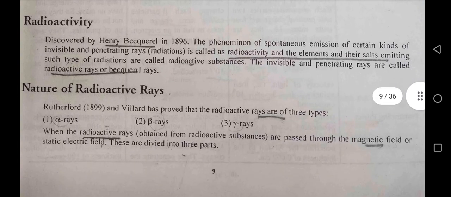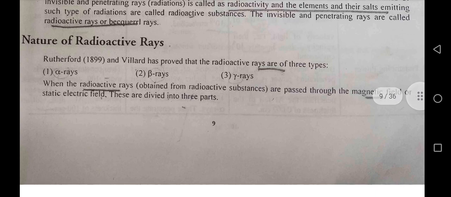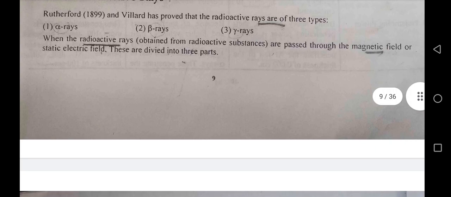Radioactivity, discovered by Henri Becquerel in 1896. The phenomenon of spontaneous emission of certain kinds of invisible and penetrating rays is called radioactivity, and the elements and their salts emitting such radiation are called radioactive substances. The invisible and penetrating rays are called radioactive rays or Becquerel rays. Nature of radioactive rays. Rutherford in 1899 and Villard proved that the radioactive rays are of three types: alpha rays, beta rays, gamma rays.